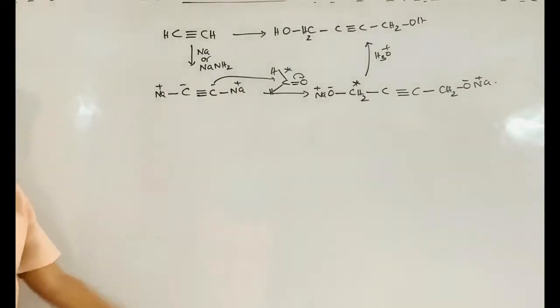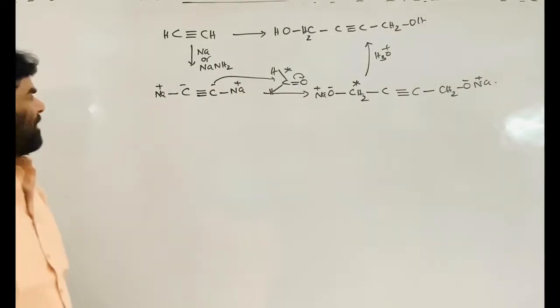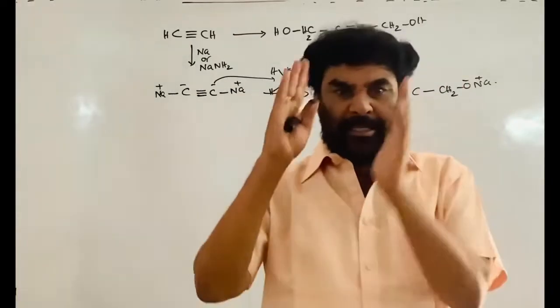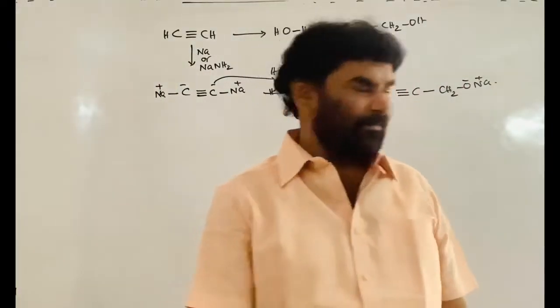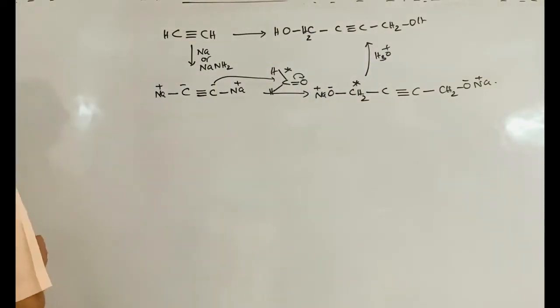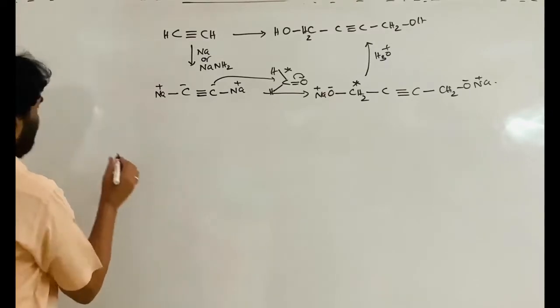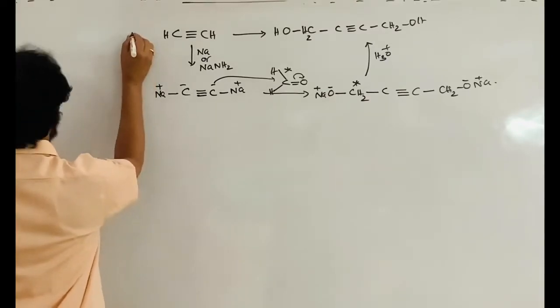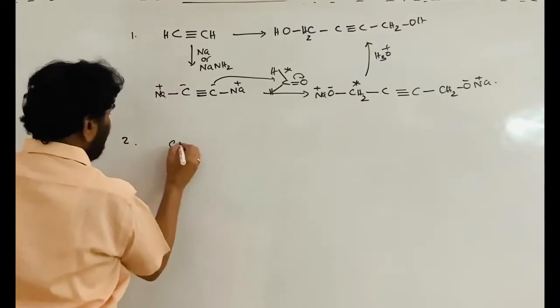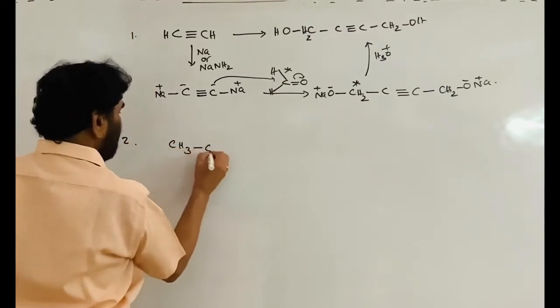There is no other way. This is the only way. So with formaldehyde, a Grignard-type reagent, treatment with formaldehyde introduces the CH2OH group. That was the first one. The second one: the starting material is acetone.